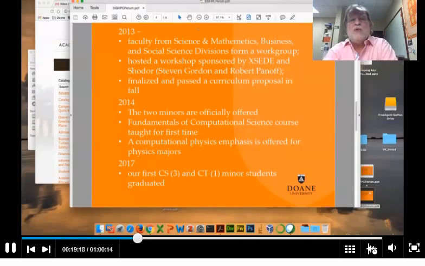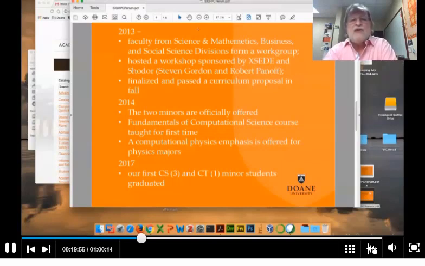So we continued during that summer of 2014, now we're talking about, and created the curriculum proposal for these two minors. And we also created a new course called Fundamentals of Computational Science, and so it would be a key part of the computational science minor. So the two minors were approved, and we began teaching them that fall.